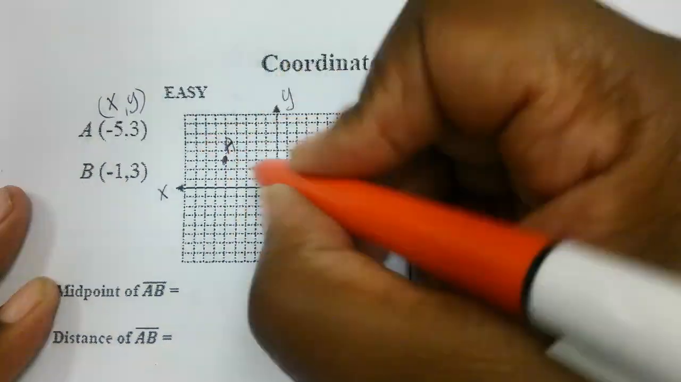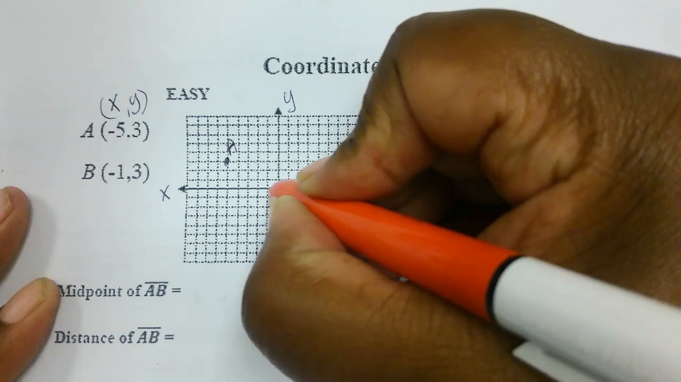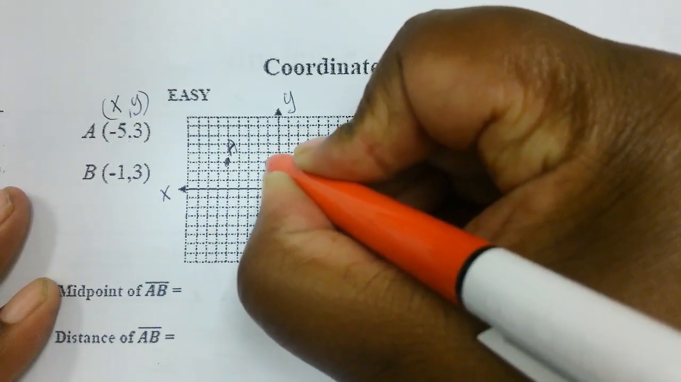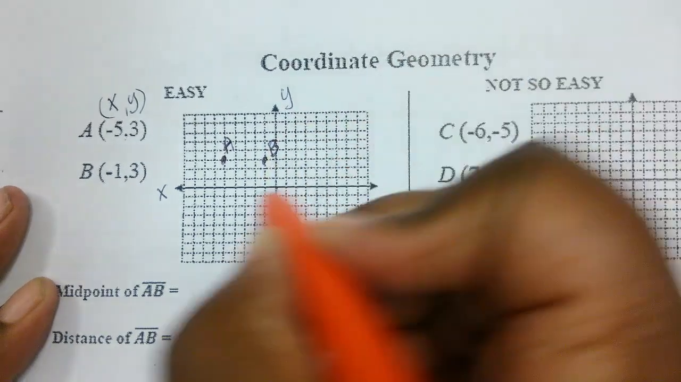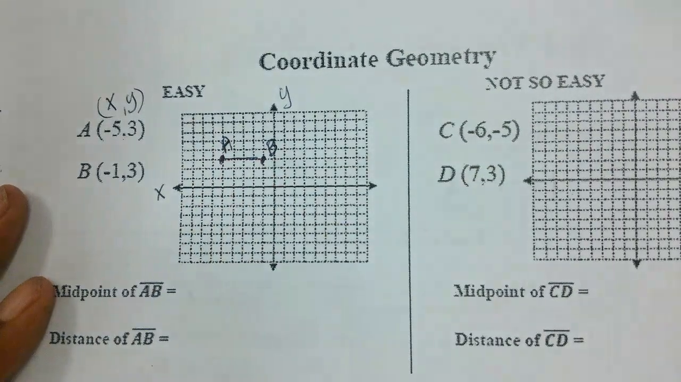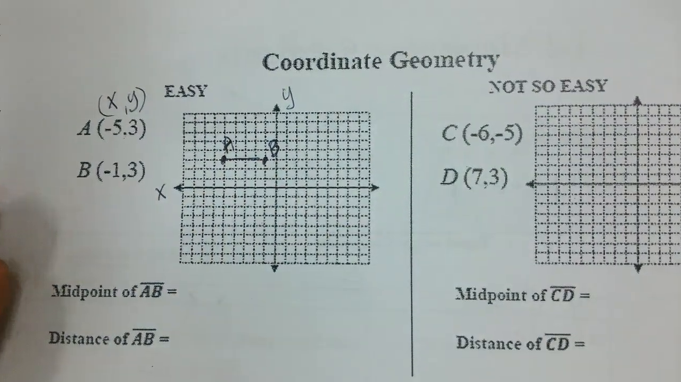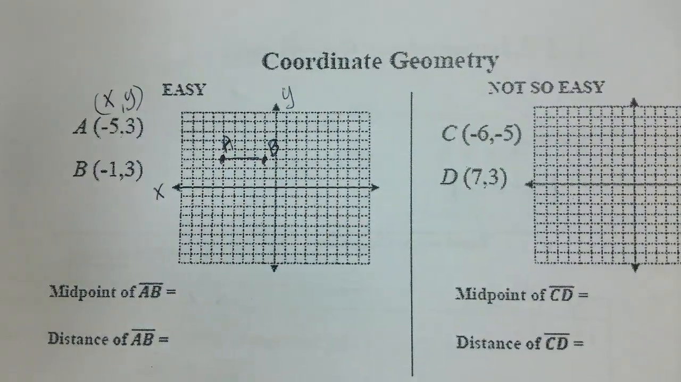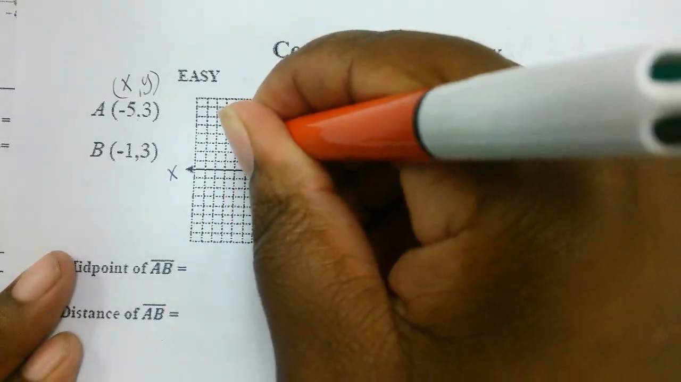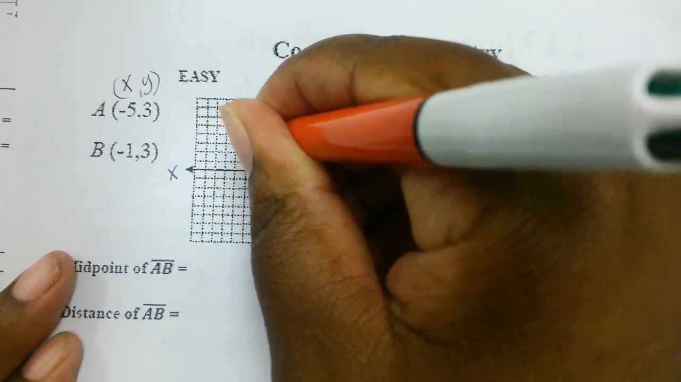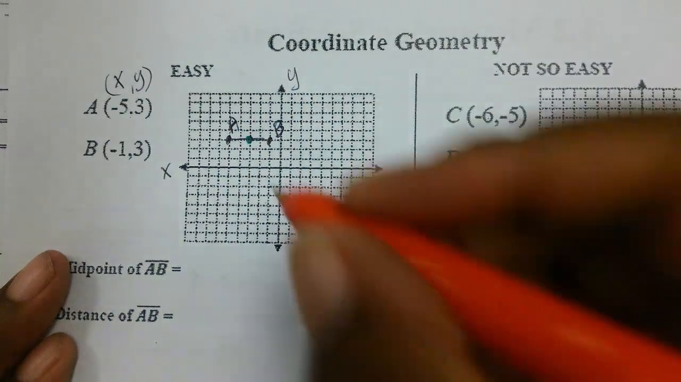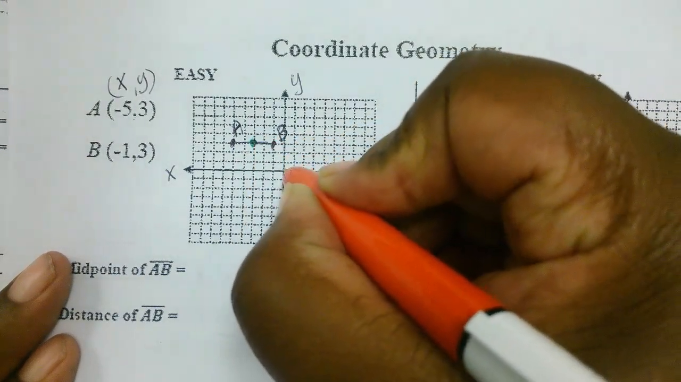And then B is -1, 3. So again, I need to go to the left 1, and then up 3. 1, 2, 3. So that's B. I can look and see, ooh, this one is easy because it's just a horizontal line. So I can just look at this and see where the midpoint is. The midpoint will be in between these two, right there in the middle. I can see I have equal space in between them. So now I just have to find the coordinates of that point.